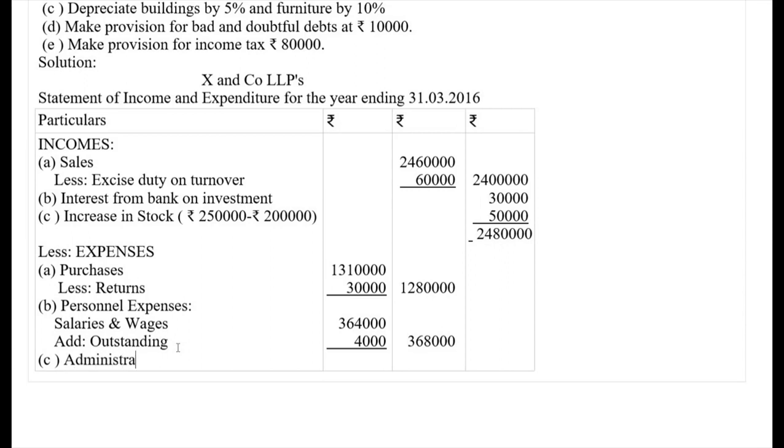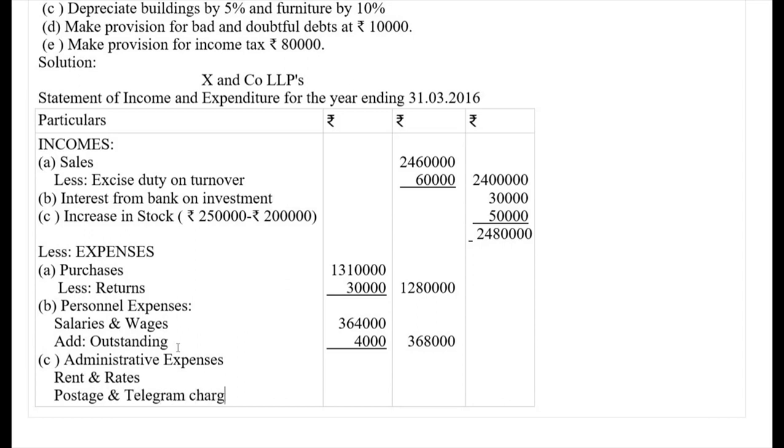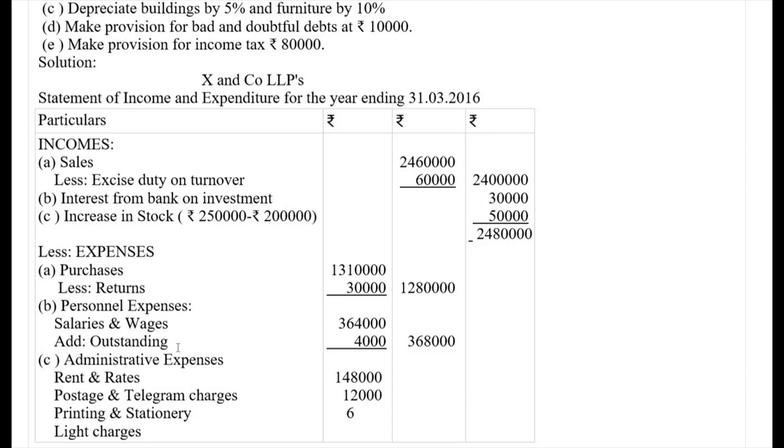Then the next one here, C, administrative expenses. So under this here we have got rent and rates, postage and telegram charges, printing and stationery, and light charges here. So now let us fill in the amounts here. Rent and rates, which is given in the problem as rupees 1,48,000. Then postage charges is given as rupees 12,000. Then printing and stationery 6,000 here. Then light charges rupees 24,000.